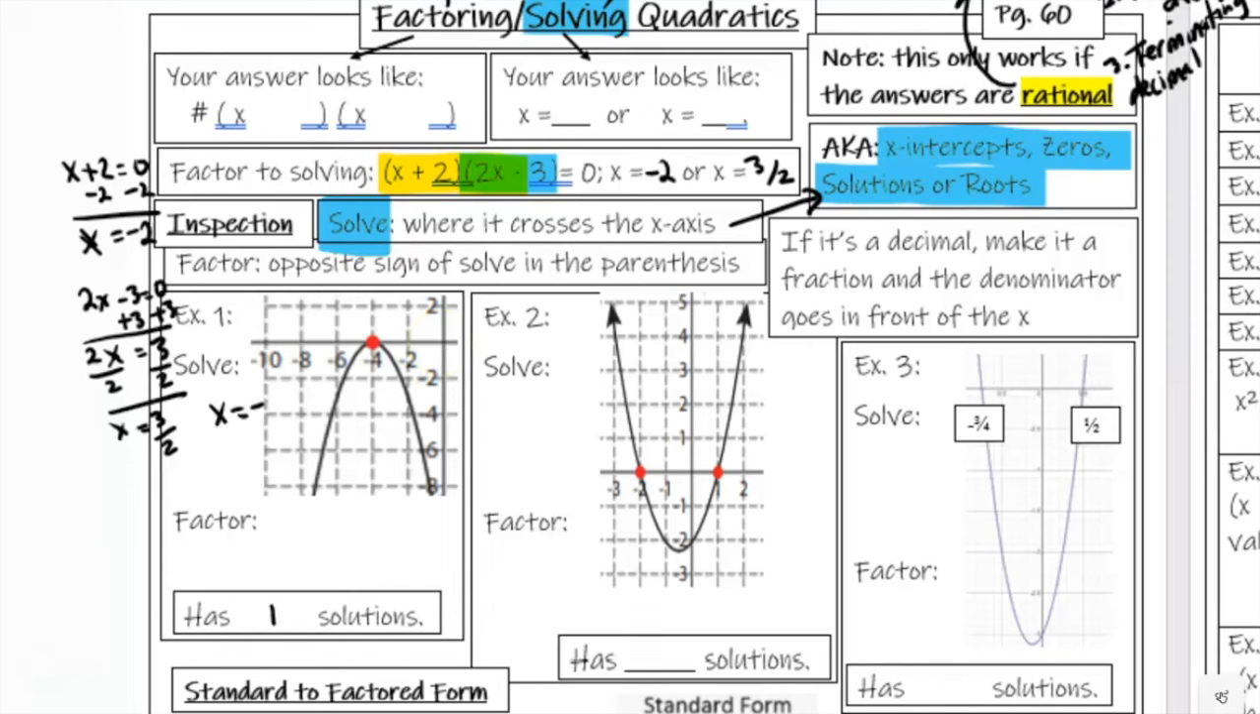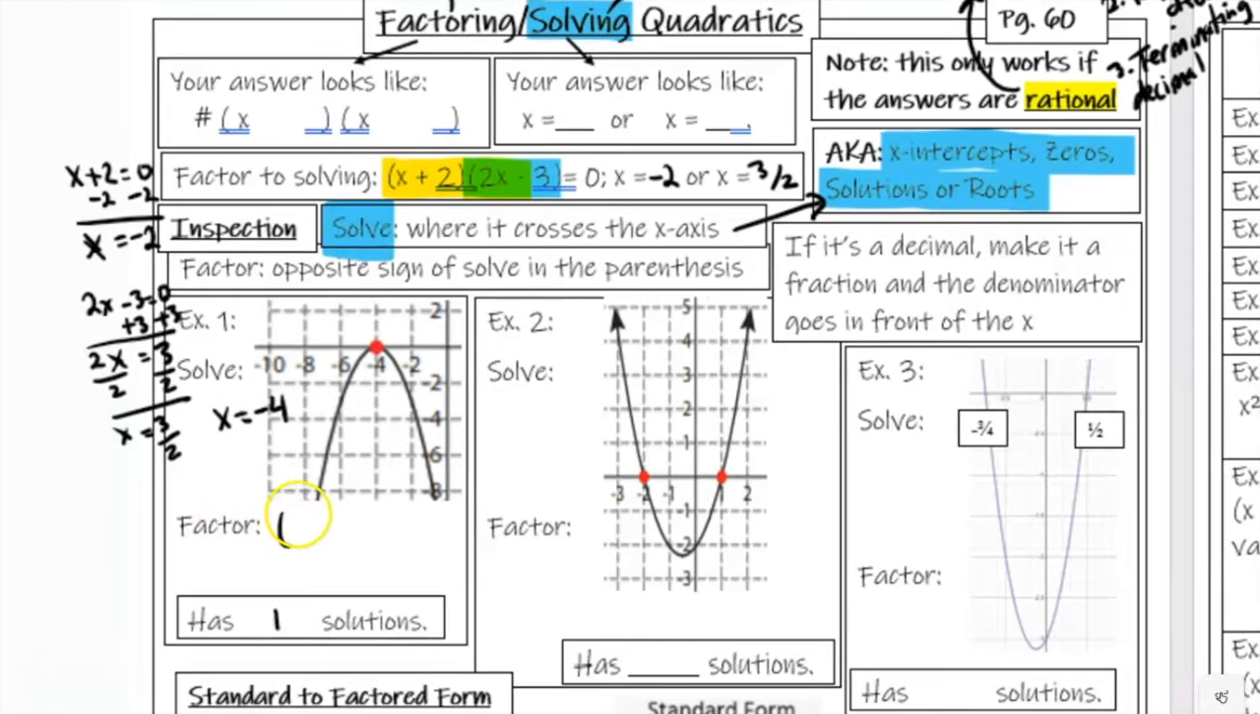x is equal to -4. That's my x-intercept, or my solution, or my 0, or my root. x is equal to -4. Factored form means I need to have two parentheses, right? That's kind of interesting because I only have one solution, one x-intercept, and I'm going to show you how to write that. And remember, if I'm putting it back into the parentheses, it's got to be opposite.